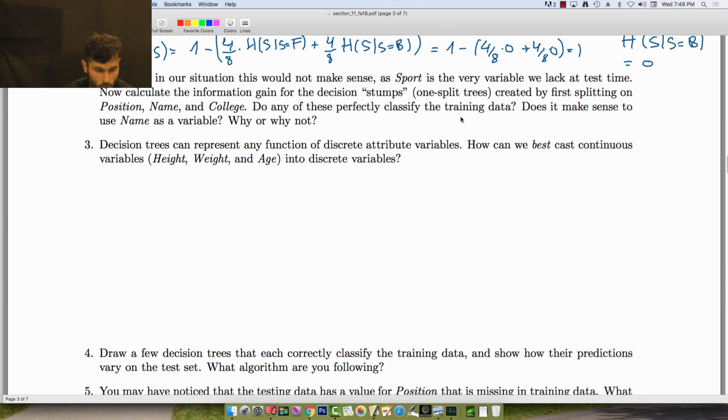So in this third question, they ask us how we can best cast continuous variables into discrete variables. This is done by splitting the variable with an inequality relation. So we'll have that some attribute is bigger than a certain value a, and this will be our splitting. For instance, in this case, if we split the variable age into bigger or smaller than 34, we will perfectly classify the data.